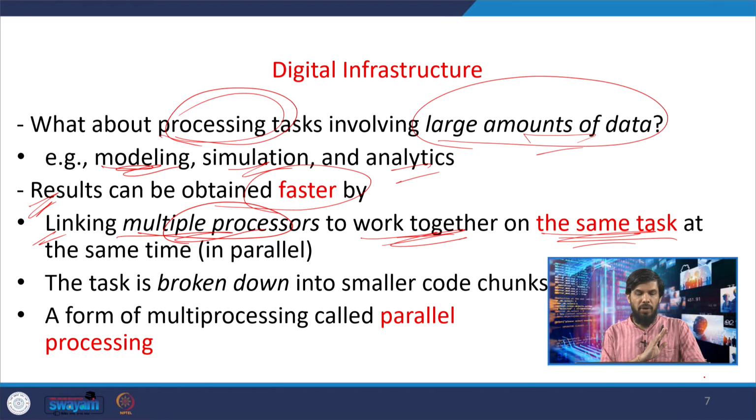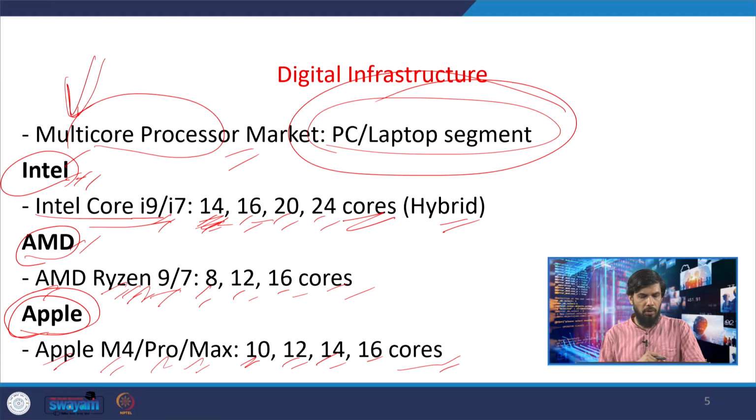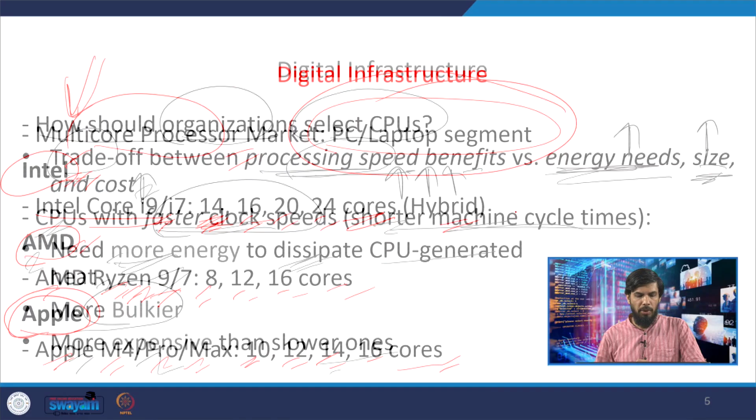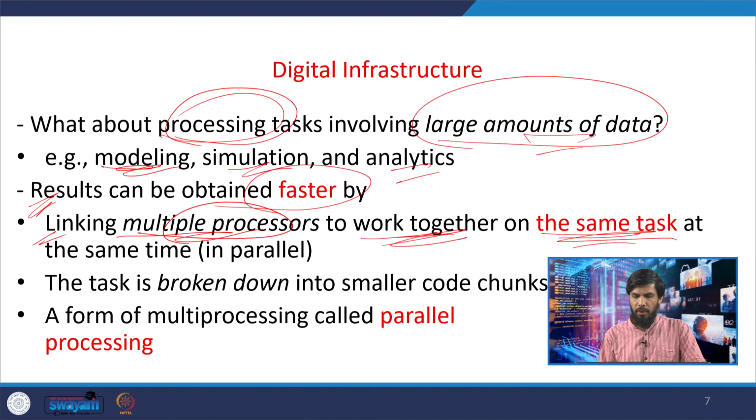So earlier when we talked about multiprocessing, we were saying simultaneous execution of multiple instructions, right. But here we are talking about the same task. Within the same task, can we create subtasks, smaller chunks, and link multiple processors to work together? Because then these are subtasks, we will have to put together the results to get the final thing, right.